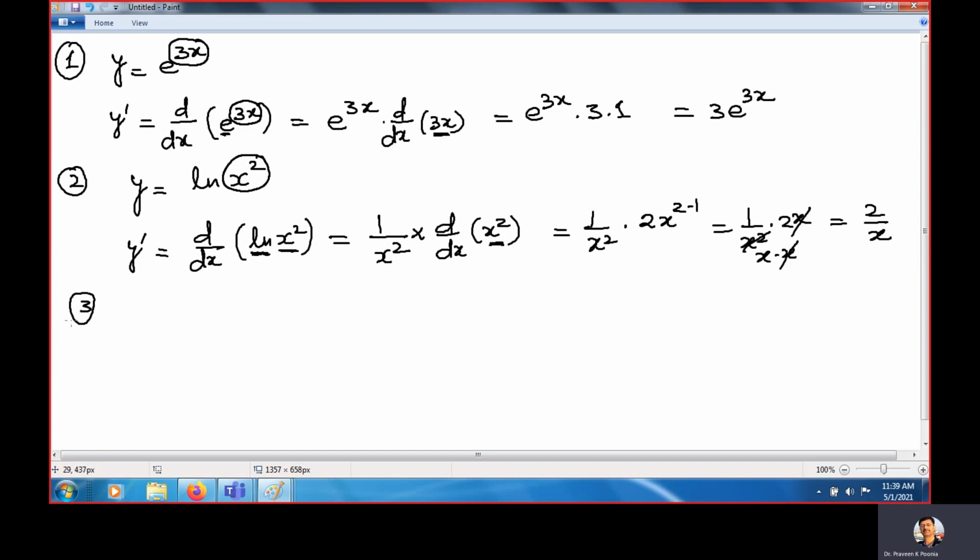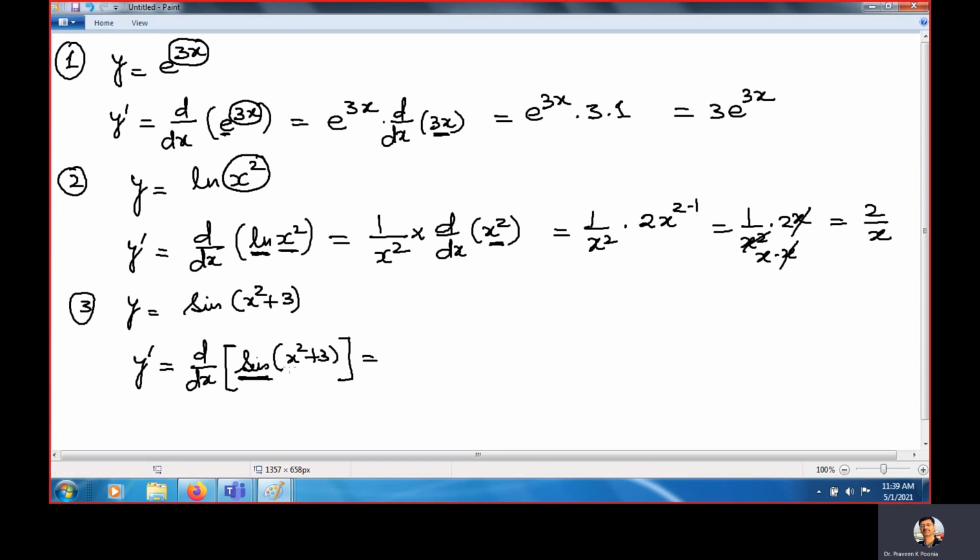If you take another question, let us take y is equal to sine of x power 2 plus 3. So here it should be x, but it is not x. What is written? x square plus 3. So how will you differentiate it? y dash is equal to d by dx, write the complete function, sine of x square plus 3. First we will differentiate sine. What is the differential of sine? It is cosine.